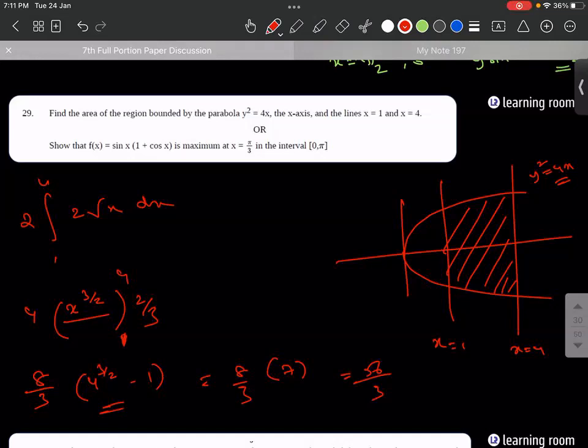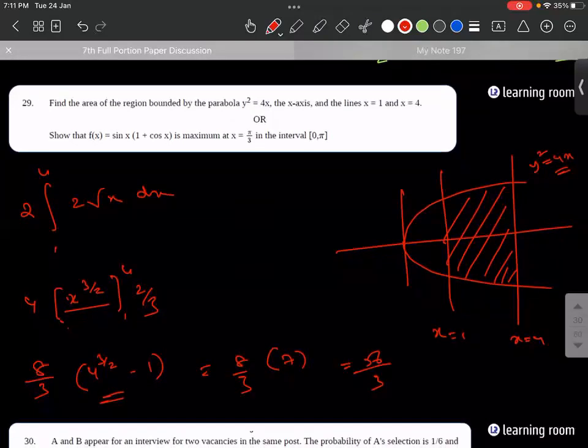One minute. So 8 by 3 into 4 power 3 by 2. So 4 power 3 by 2 is 2 power 3, 2 power 3 minus 1. From 1 to 4, sorry. From 1 to 4. So 4 power 3 by 2, that is 8 minus 1. So answer should be 56 divided by 3.